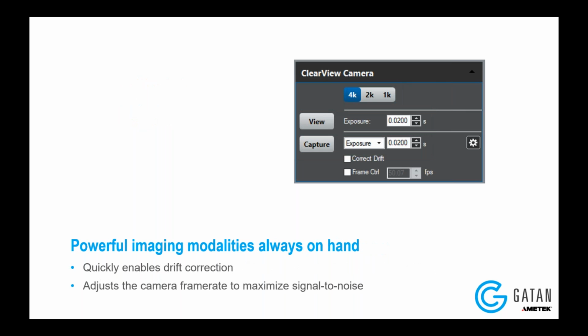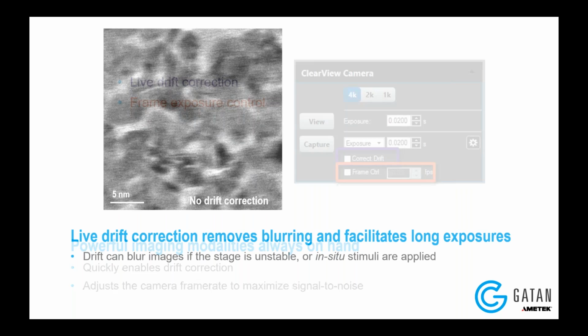Now, I'm sure you noticed there are two more things here in the camera UI, and these are, I think, two great features that enable high signal to noise and high spatial resolution data acquisition. The first one is live drift correction, which was a feature on both our OneView and Rio cameras and comes back to the ClearView camera for everyone. The second one is our frame control button here, which allows you to adjust the camera frame rate to help maximize the signal to noise in the imaging and diffraction data that you acquire.